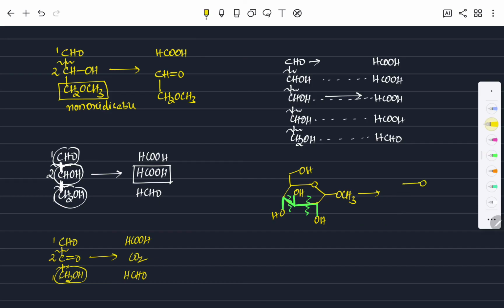Therefore, the corresponding answer: these groups are unaffected, and this carbon has one time oxidation, CHO, and this carbon also one time oxidation, but the middle carbon two times oxidation. Therefore, the answer is formic acid. So these are the examples of periodic cleavage.